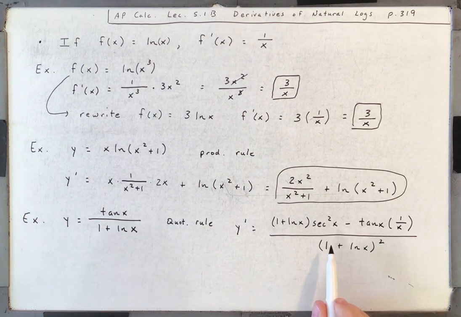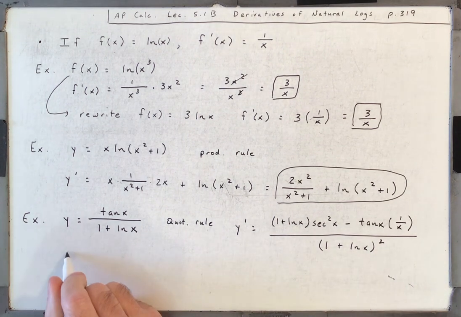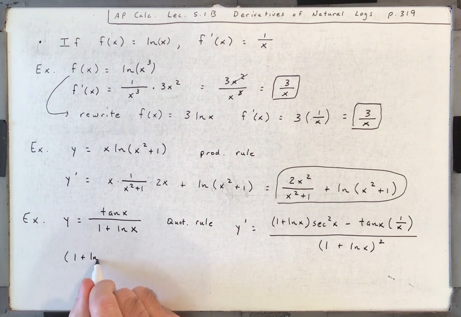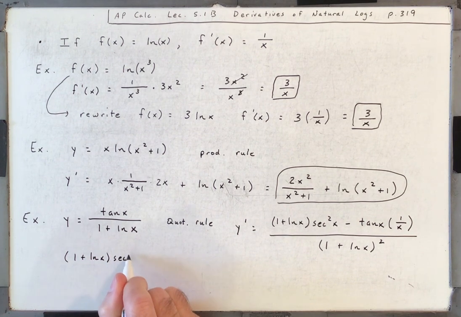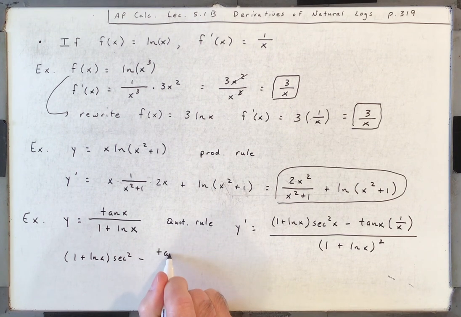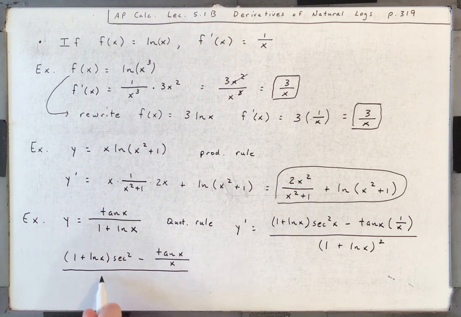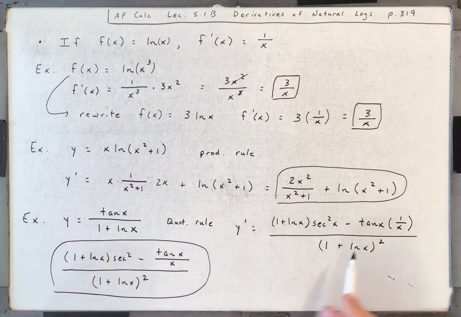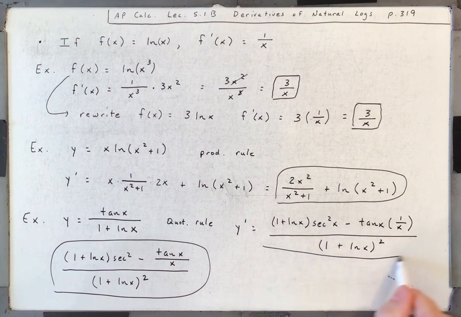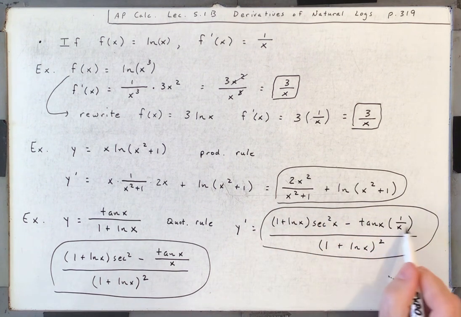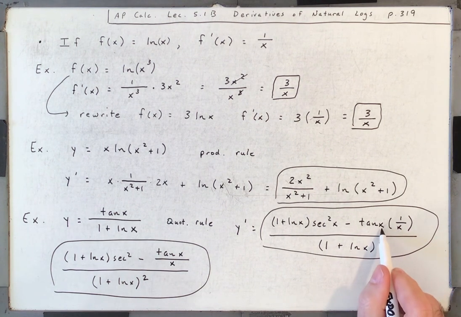So we can clean that up just a little bit. I can write that as 1 plus natural log of x times secant squared x minus tangent x over x, over 1 plus natural log of x all squared. But you really don't even have to go that far. I would have been fine if you would have left it like this. The only thing I did was make this tangent x over x so that we don't think that 1 over x is part of the angle there.